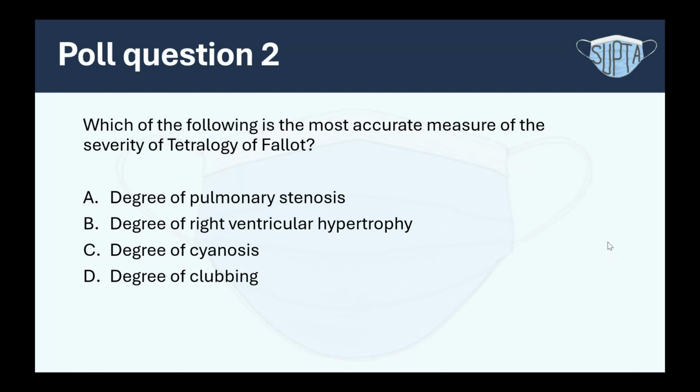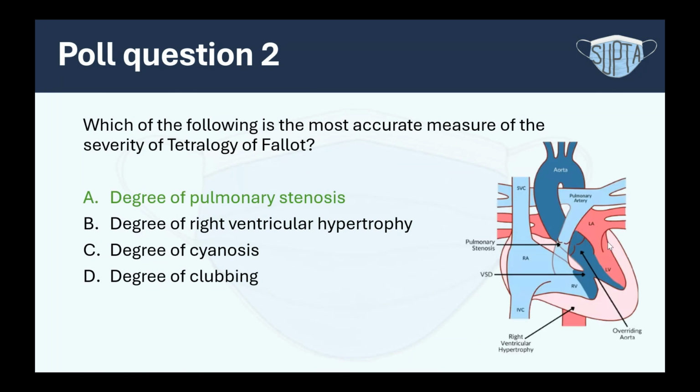Okay, so I see where everyone is coming from. I think we're going with B or C, but actually the answer is going to be degree of pulmonary stenosis. But why? If you think about it, the pulmonary stenosis is essentially going to be the driving factor for a lot of the problems caused by tetralogy of Fallot. As in, the right ventricular hypertrophy, for example, is due to the blood having to overcome the narrowing at the pulmonary vessel stenosis.